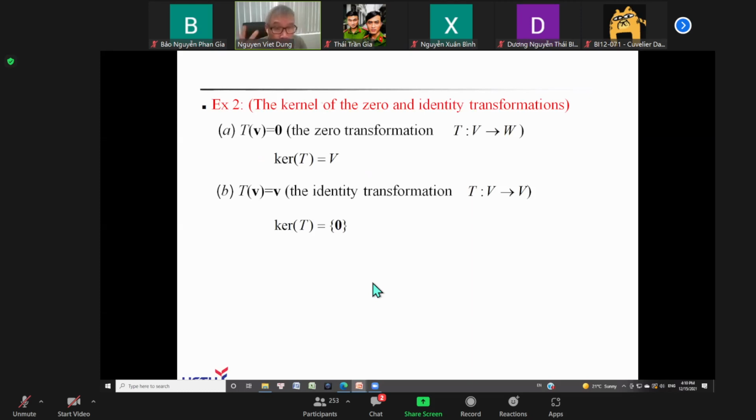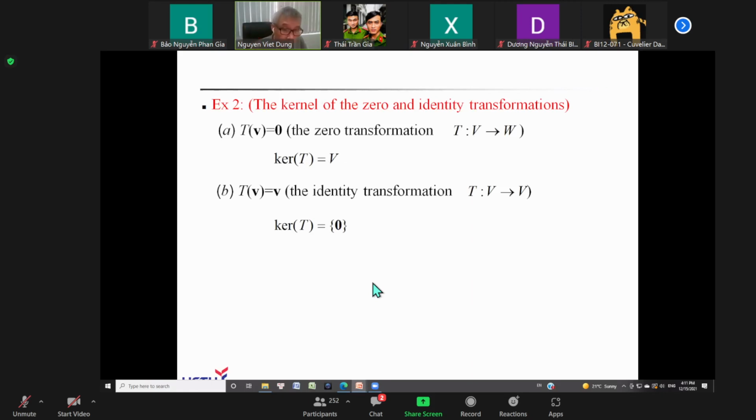And we consider two special linear transformations. The first one is the zero transformation. You remember that by definition, T from V to W sends every vector V in the domain into the 0 vector of W. It means that the kernel of T is the whole domain here. It means that every vector V of the domain belongs to the kernel of T. That is the first example.